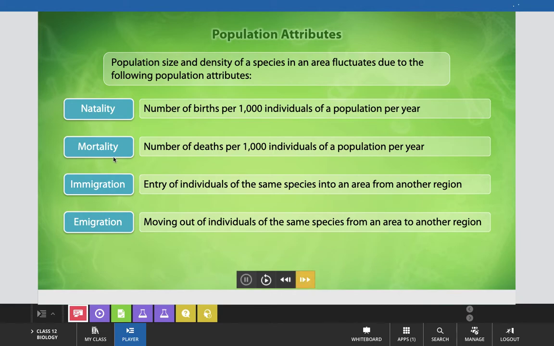The other attribute is mortality, which can be defined as the number of deaths per thousand individuals of a population per year.